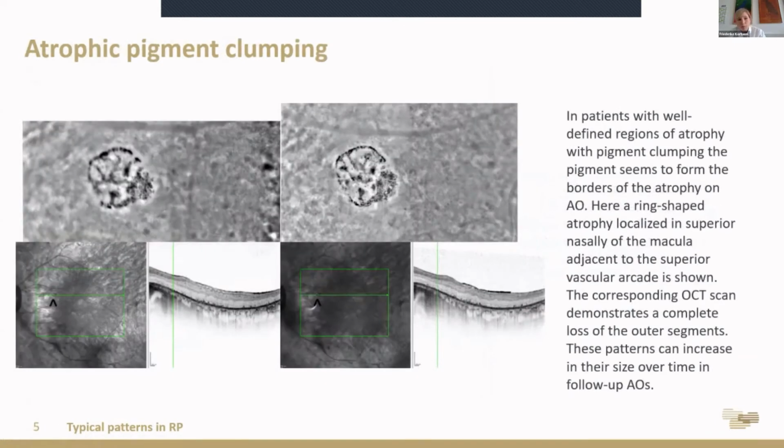The third one would be atrophic pigment clumping. There are well-defined regions of atrophy that the pigment basically lines, so it forms the borders, and it's good to follow this up in RP patients. The first image on the left shows the baseline examination, and after 9 months we could document that clumping increases over time. And in OCT imaging, this is not as well defined and not as visible as in AO imaging.